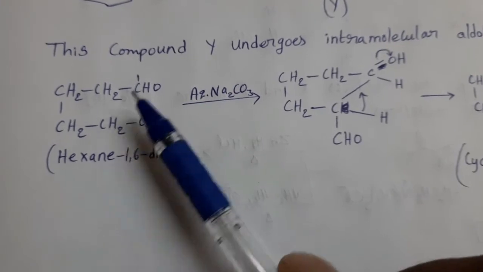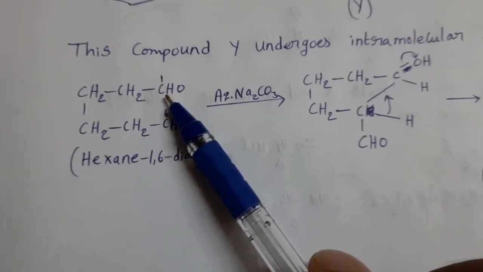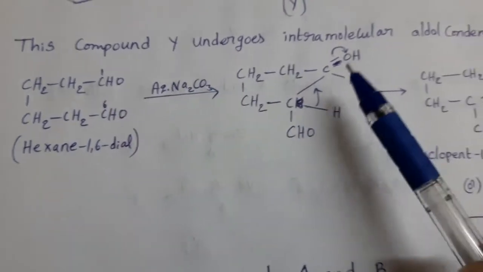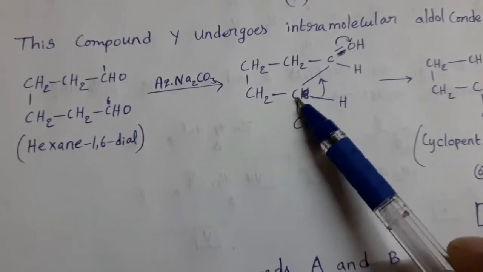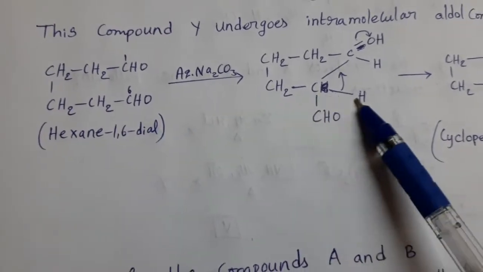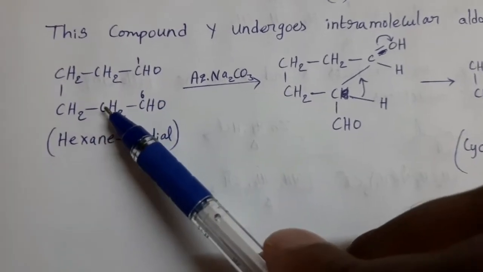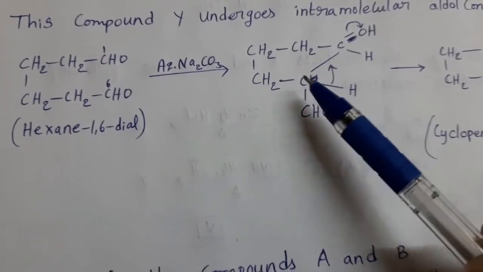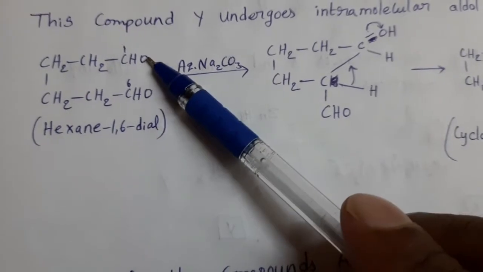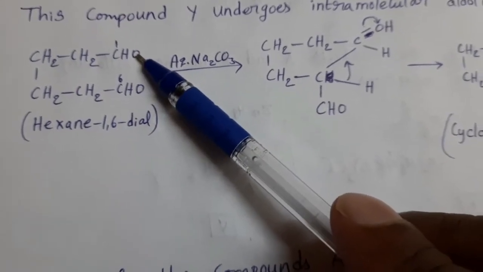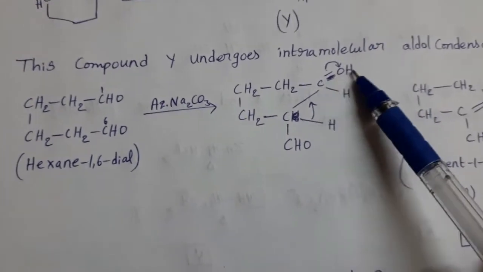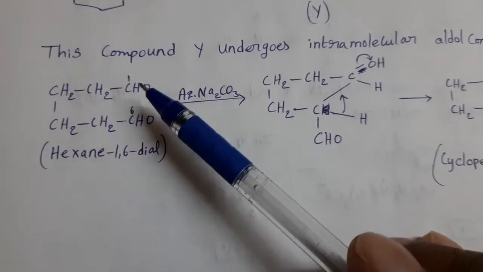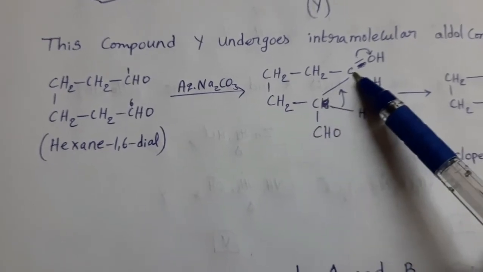This hydrogen combines with the oxygen atom of this C double bond O group. Then C-OH, it becomes CH. A bond is formed between this carbon and this carbon. So in this way, bond formation takes place. This hydrogen attaches to this oxygen. This C double bond O becomes C-OH, and a new bond is formed between this carbon and this carbon, that is this one.